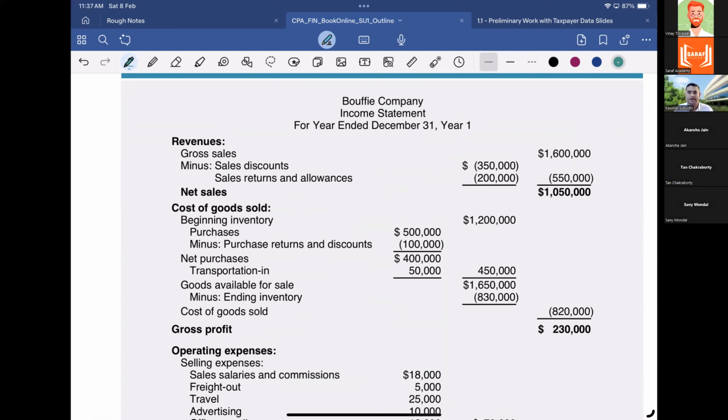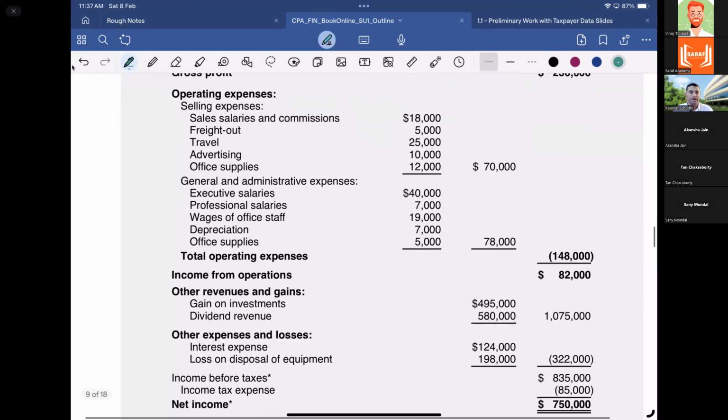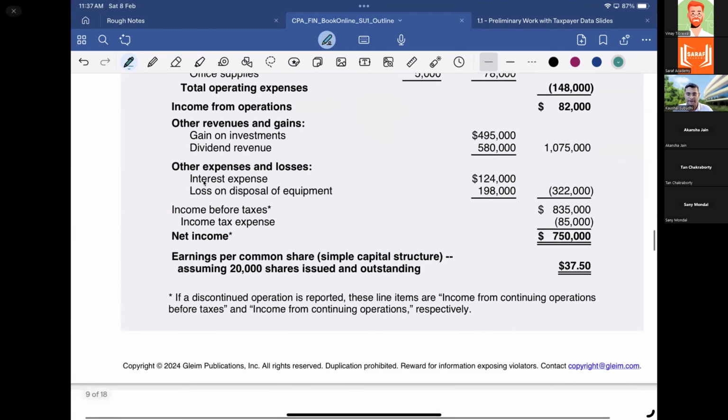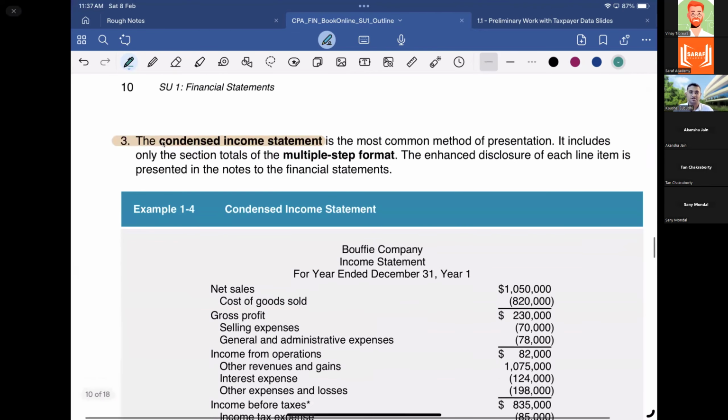It's not really condensed, so you can't say condensed, but then it's not grouped. In the previous format it's grouped, in single step it's grouped, but in multiple step it's much more expanded, right? So again you have lots of different expenses, and every single line item has been expanded and described and mentioned. But if we go back to the condensed income statement, which again includes only section totals of the multiple step format.